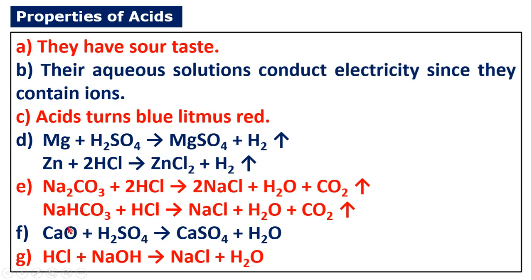Then F, metallic oxide. Calcium oxide is a metallic oxide. It reacts with acid, sulfuric acid, to form salt, calcium sulfate, and water. Metallic oxide reacts with acids to form salt and water. The last one: an acid, hydrochloric acid, reacts with the base sodium hydroxide to form salt and water, sodium chloride and water. An acid reacts with a base to form salt and water, and this reaction is called a neutralization reaction. And these are the properties of acids.